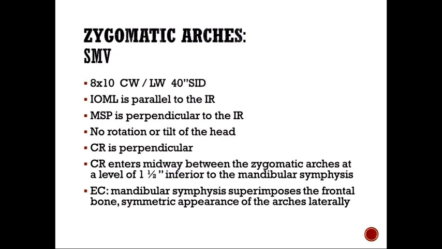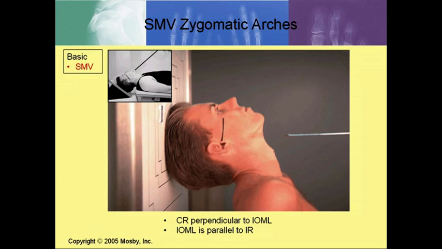If we're doing both together, we'll be doing the SMV position. You can see here roughly 8x10 collimation, 40-inch SID. The infraorbitomeatal line is parallel to the IR. The mid-sagittal plane is perpendicular. We want no rotation or tilt of the head, with a perpendicular central ray centered to enter midway between the zygomatic arches at the level of 1.5 inches inferior to the mandibular symphysis, and we expect to see the mandibular symphysis superimposing with the frontal bone and a symmetrical appearance of the arches laterally. So this is your SMV.